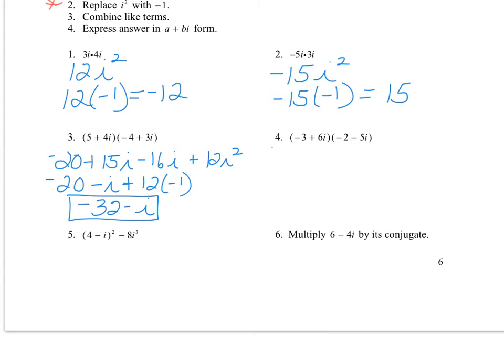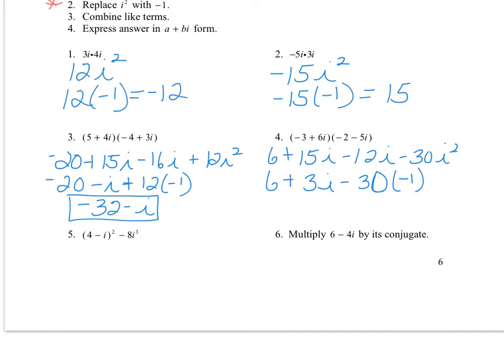-3 times -2 is a +6 minus 15i minus 12i minus 30i squared. All right, so we have 6. Oh, this should be a positive because a -3 times a -5i is a +15. Good thing I caught that. So this will give me a positive 3i minus 30 times a -1, which gives me a positive 30. So now I have 36 plus 3i.